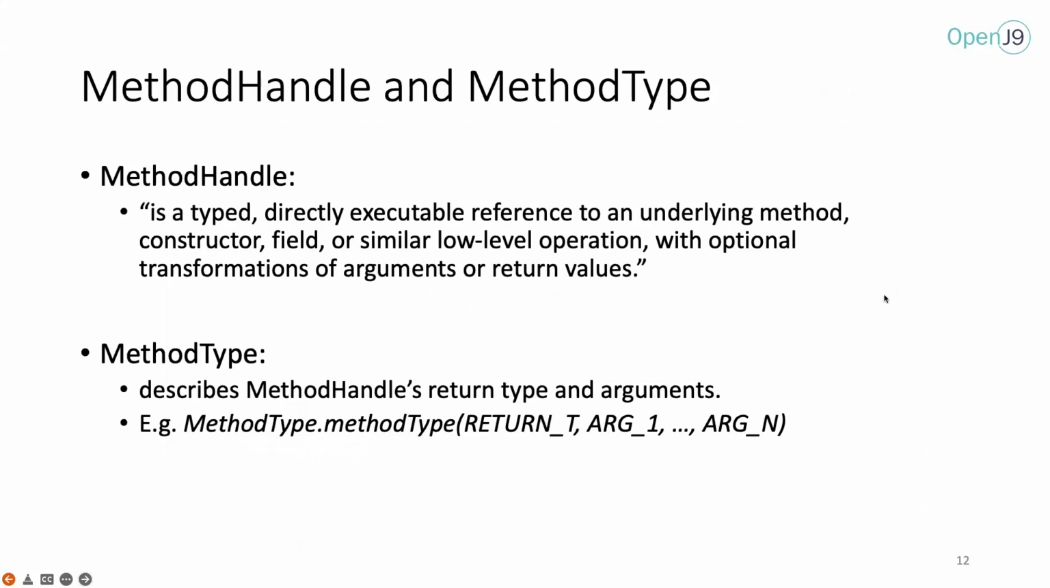So here's a definition of MethodHandle. It is basically a typed, directly executable reference to an underlying method, constructor, field, or similar low-level operation, with optional transformations of arguments or return values. And to describe a MethodHandle, we use a method type, and a method type is basically like a signature for a MethodHandle, and it just describes the arguments and the return value. So every method handle will have a method type describing what it takes and what it returns.